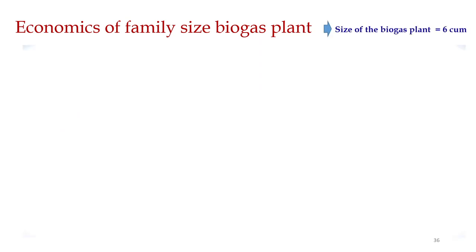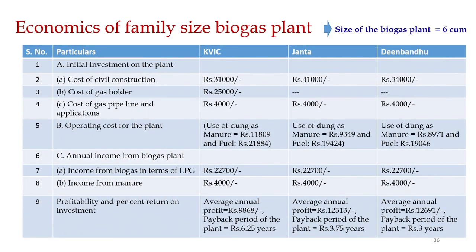And also we have done some economic analysis for three different biogas plants: floating drum, and these two are fixed dome type biogas plants. So you can see the comparison with respect to civil construction, cost of gas holder, cost of gas pipelines, then operating cost of the plant, then annual income, then income from the biogas in terms of LPG, then income from manure. So all those things we can consider and evaluate the economics.